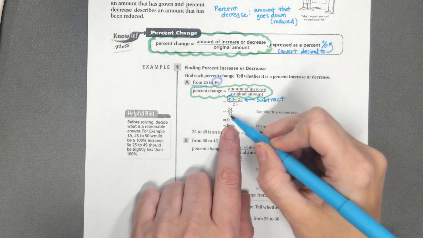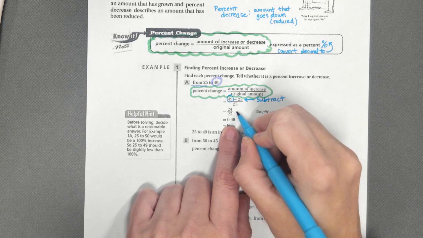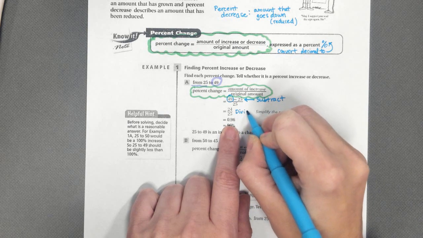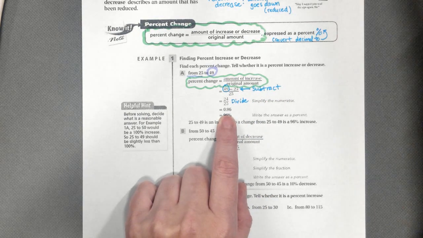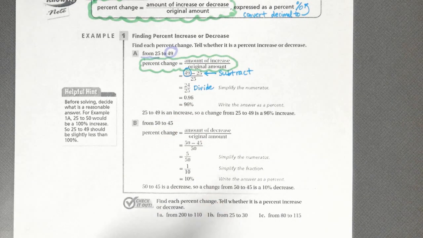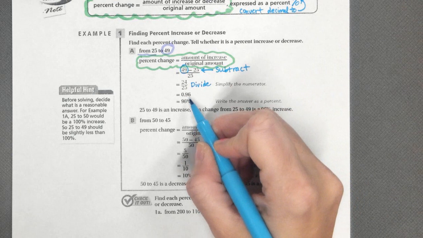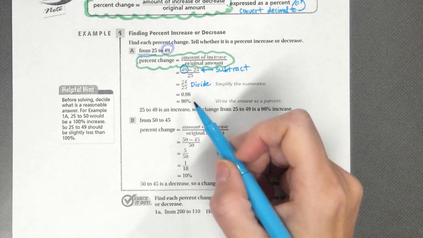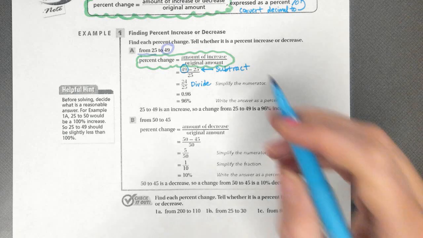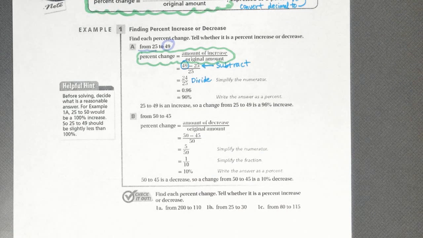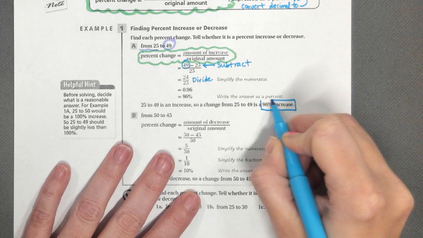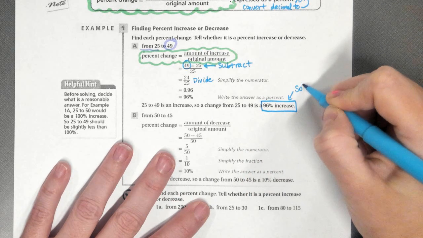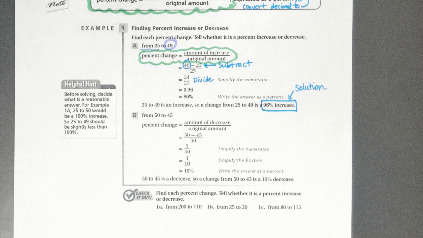Once you do that, how do you go from a fraction to a decimal? Divide. You guys did that on your last quiz. Okay, and then from here, you are going to change your decimal to a percent. So you can just move the decimal twice to get your 96%. And honestly, you guys are really good at that. So your final answer would be a 96% increase. Okay, this is your solution. This is your answer.